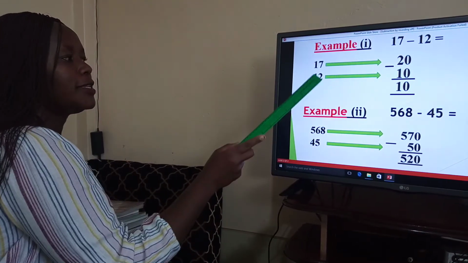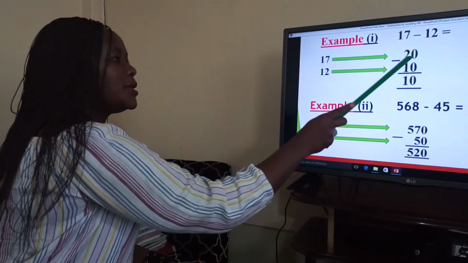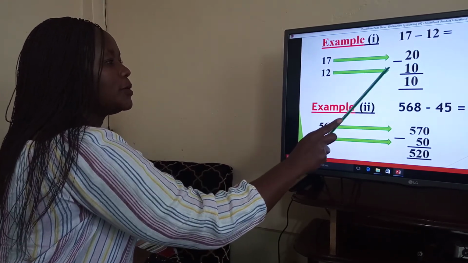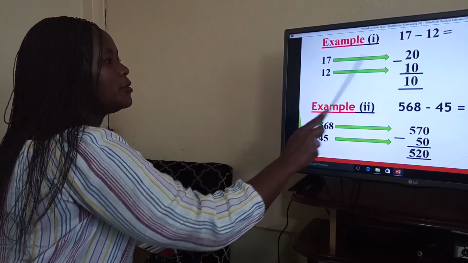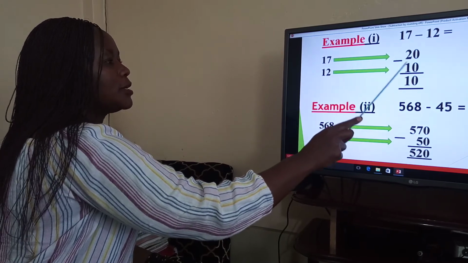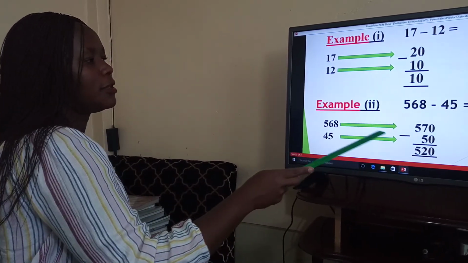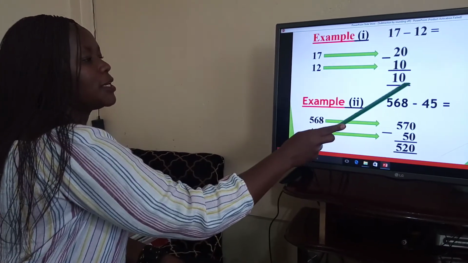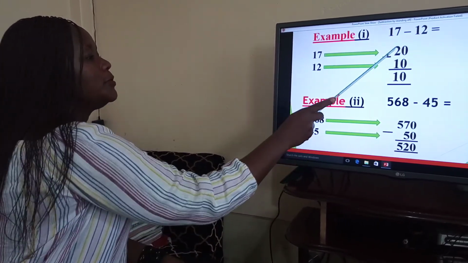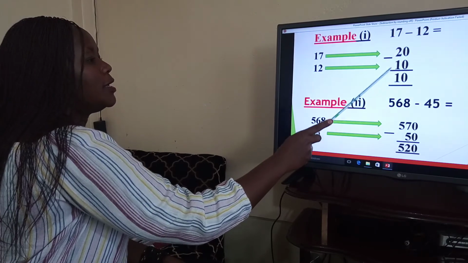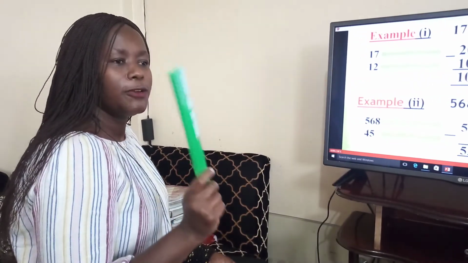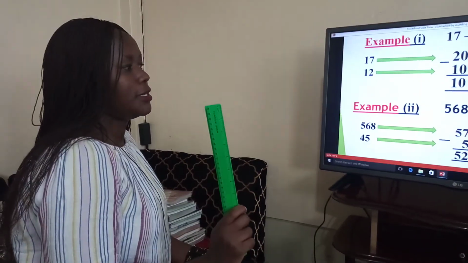So you realize that we first round off the numbers before we take away. So after rounding off the numbers, we come to taking away or subtracting, or in other words, finding the difference. 0 take away 0 becomes a 0. 2 take away 1 becomes a 1, and our answer is 10. Therefore, girls, let us not subtract the normal way. Let us round off first the numbers before we subtract them.